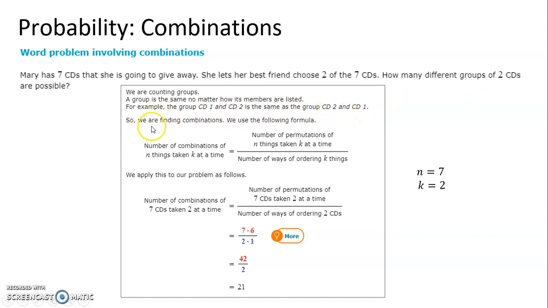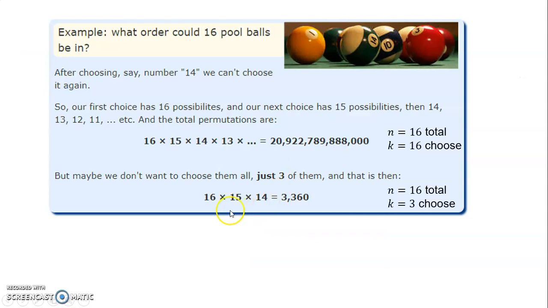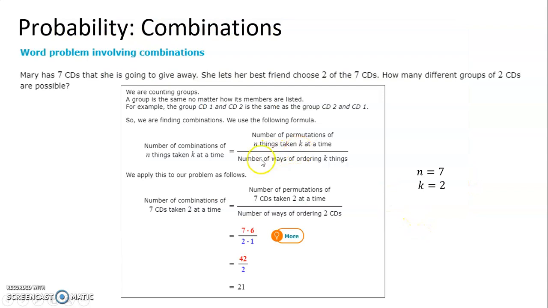So we're first finding combinations. We use the following formula. The number of combinations of n things taken k at a time. So there's 7 CDs and we have k choices. We're going to first do the number of permutations of n things taken k at a time. That's what we just reviewed a moment ago. Remember, we had 16 things and we chose 3 of them. And we're going to divide that by the number of ways of ordering k things. So if you think about it, there's only 2 different ways we can order it. We could order it 1, 2 or 2, 1 for CDs.